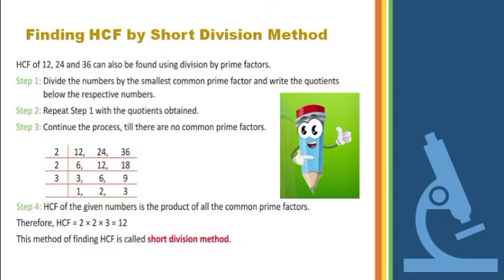By 3 check it. Yes, in the table of 3, 3 comes. In the table of 3, 6 comes. In the table of 3, 9 comes. So yes, I can apply a table of 3 and then divide it. In the table of 3, 3 comes 1 time. So see, 1 is here. In the table of 3, 6 comes 2 times. In the table of 3, 9 comes 3 times. So we have divided by 3.